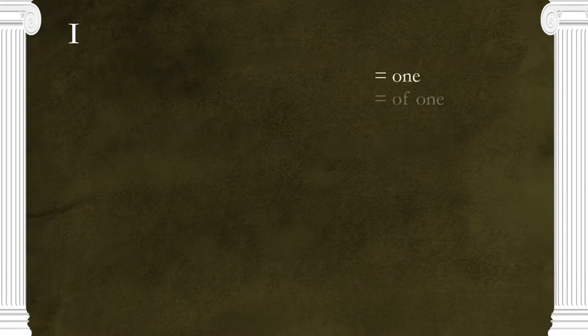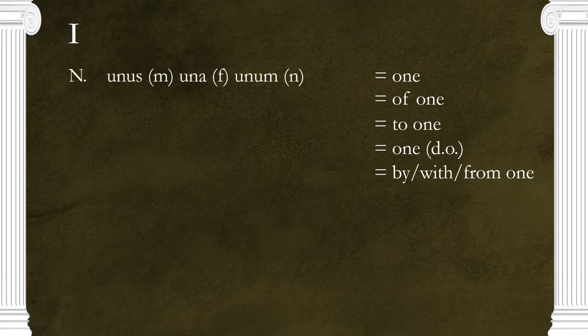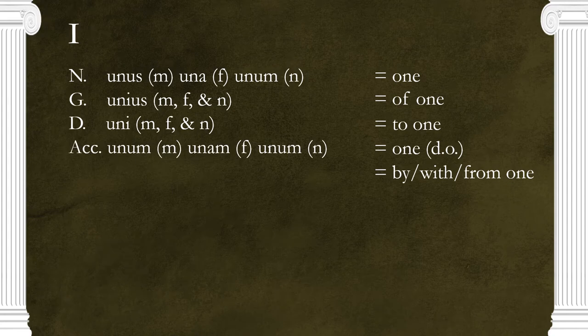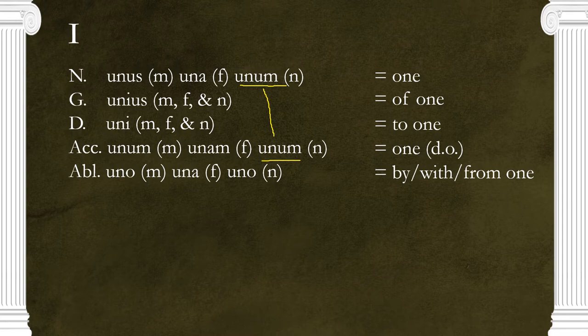If we look at unus, we'll get unus, una, unum. So in the nominative, we get all three genders represented. In the genitive singular, they're all the same. In the dative singular, they are all the same. In the accusative, unam, unum, unam, unum, which we can understand. And we remember, of course, that when we talk about neuter nouns, they're always the same in the nominative and accusative. And our ablative, uno, una, uno. And I'll put these macrons in to help us out.